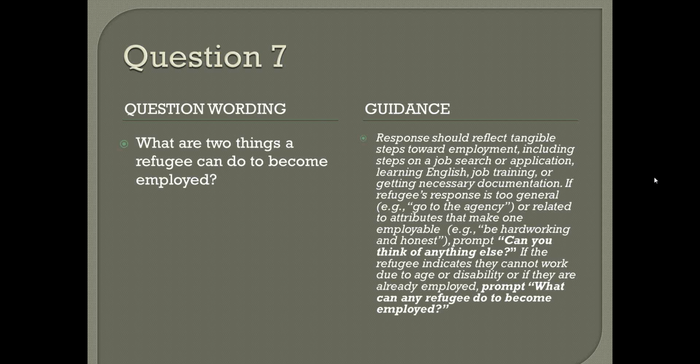If the refugee indicates they cannot work due to age or disability, or if they are already employed, prompt, what can any refugee do to become employed? So again, this is another one of those questions that even if it doesn't apply to the client, we want to make sure that they understand the process of how this works. If it's an elderly person, perhaps their grandchild or child is able to work, so they should know generally what that person needs to do to become employed.